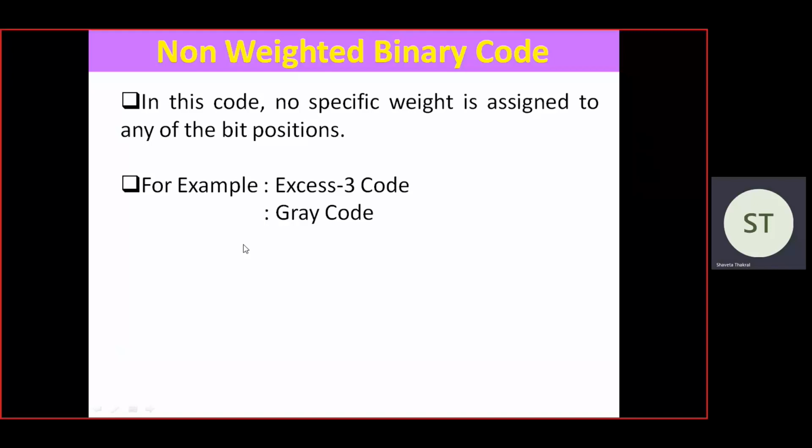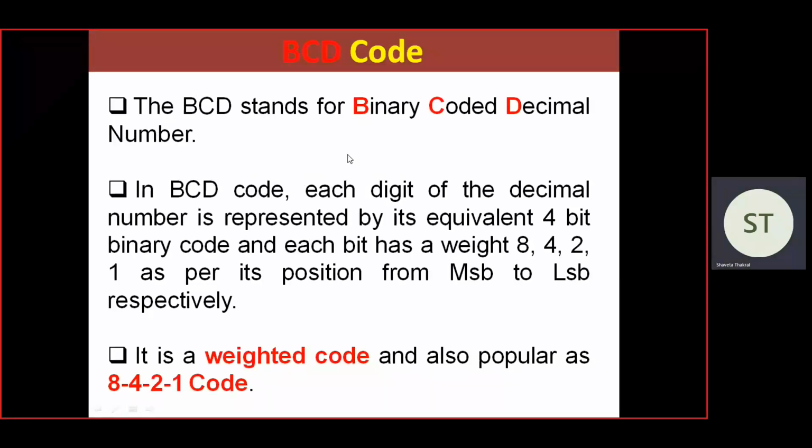And what are non-weighted binary codes? In non-weighted binary codes, there is no specific weight assigned to the bit position. Examples of non-weighted binary code are the XS3 code and the gray code. So in this lecture, we are going to discuss the weighted binary code, that is, the BCD code. BCD stands for binary coded decimal.